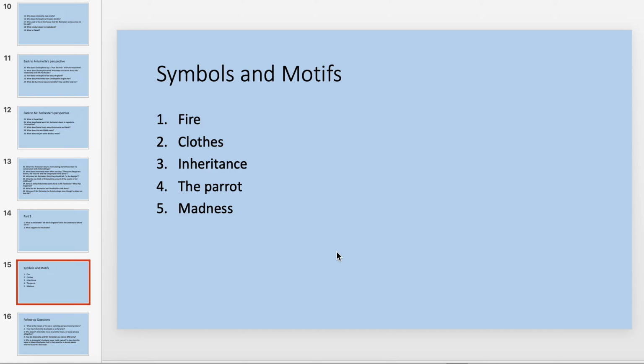So if you missed those instances, maybe go back and think of where you can find clothing in the story and what it might represent. Going on to the parrot as our last symbol that we're just going to touch on here. There's other symbols, but we're going to focus on these here.